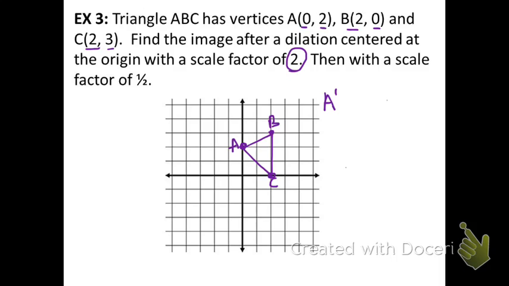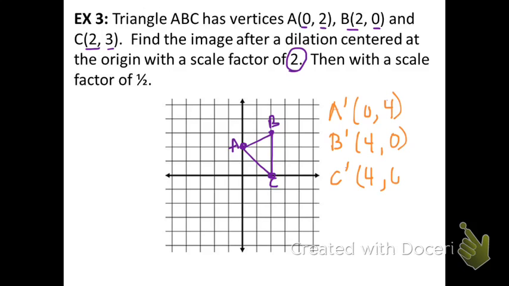So our A prime, and I'm going to do this in a different color, sorry, our A prime would be 0, 4. Our B prime would be 4, 0. And our C prime, when we multiply this by 2, would give us 4, 6. So I'll go ahead and graph that. And that's our enlarged image. It has a scale factor of greater than 1, so it should be bigger. I also had those mislabeled as B and C, so I changed those really quickly.